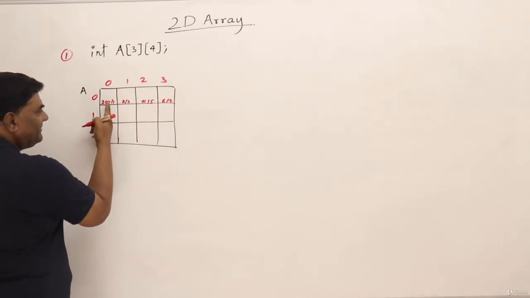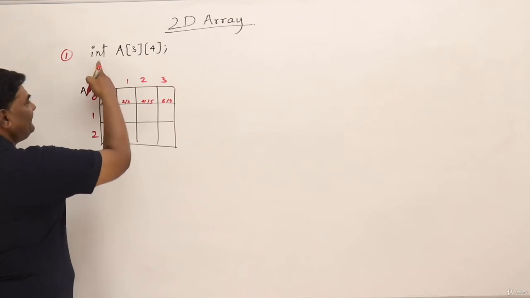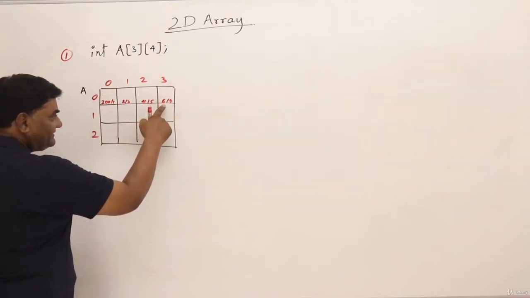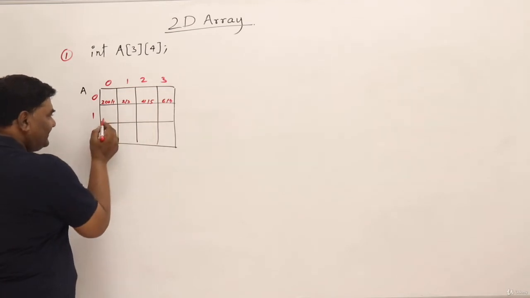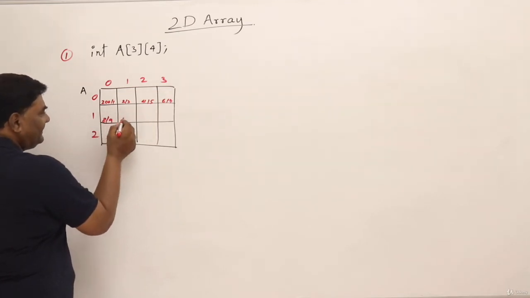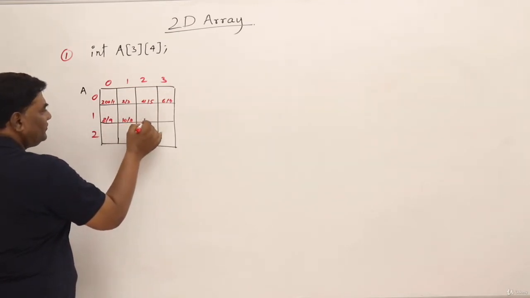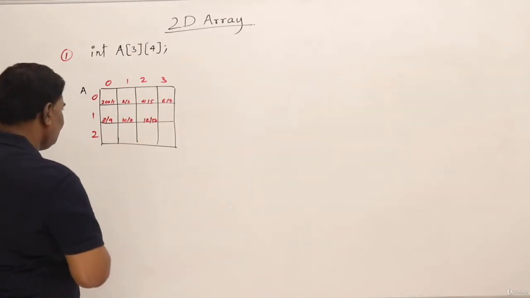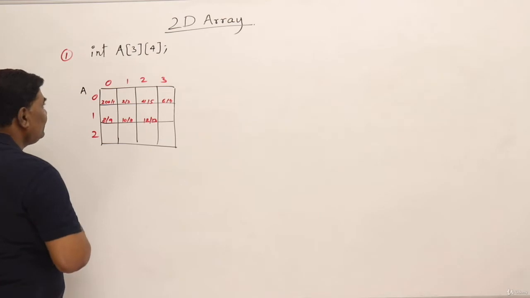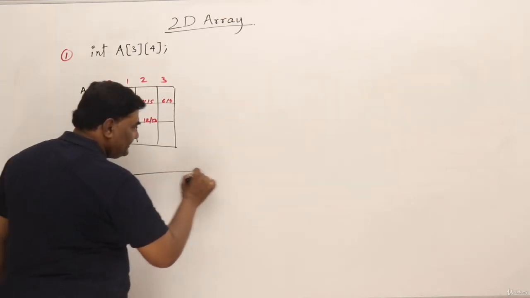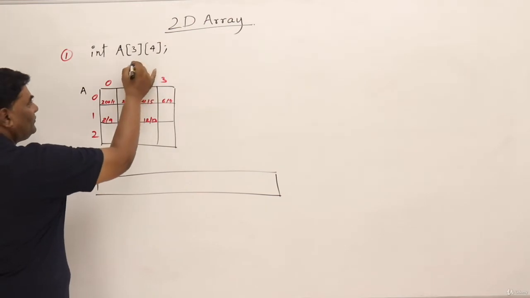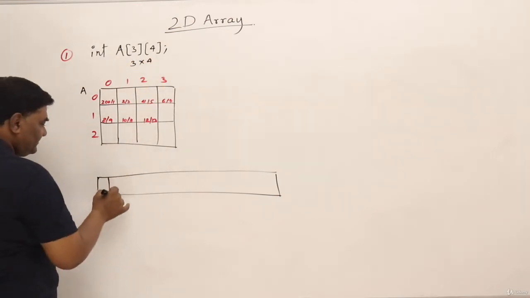So this is memory for each integer. As we are assuming that integers take 2 bytes, so 2 bytes for each. This is 206 and 7, and this will be 8 and 9, 10 and 11, 12 and 13. So this means that in real, the memory will be allocated like a single dimension array with 3 into 4, 12 integers.